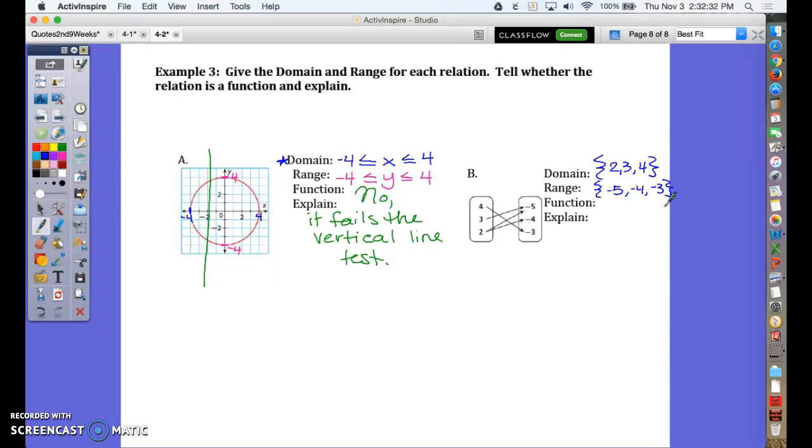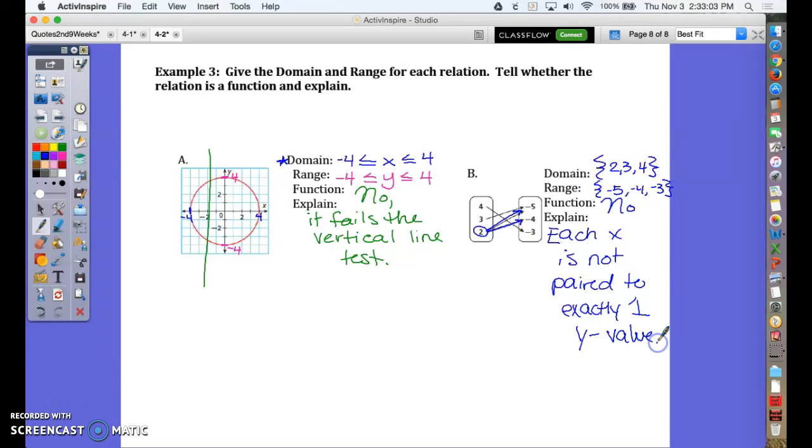Is this a function? Is each x paired to exactly one y? Well, when I look at this, the x of 2 actually is paired with 2 different numbers. So this is not a function. Why? Each x is not paired to exactly one y value. You could also say each domain is not paired to exactly one range value.